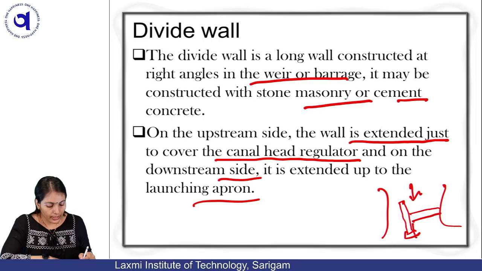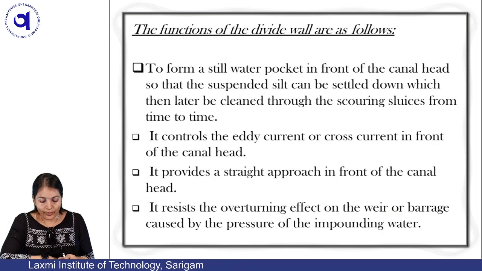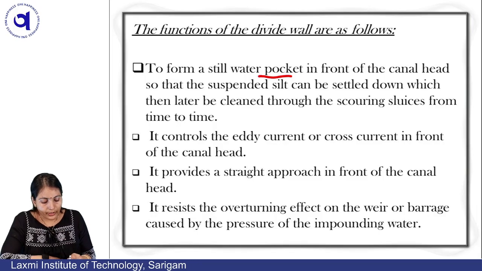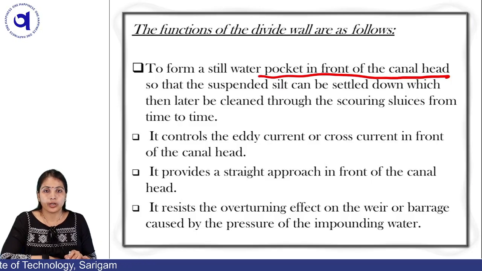So the downstream side is extended to the launching approach, and on the upstream side, it just covers the canal head regulator over this area. Thus the function of this divide wall is to form a still water pocket in front of the canal head, and suspended silt can be settled down, which can then be cleaned through the scouring sluice from time to time.